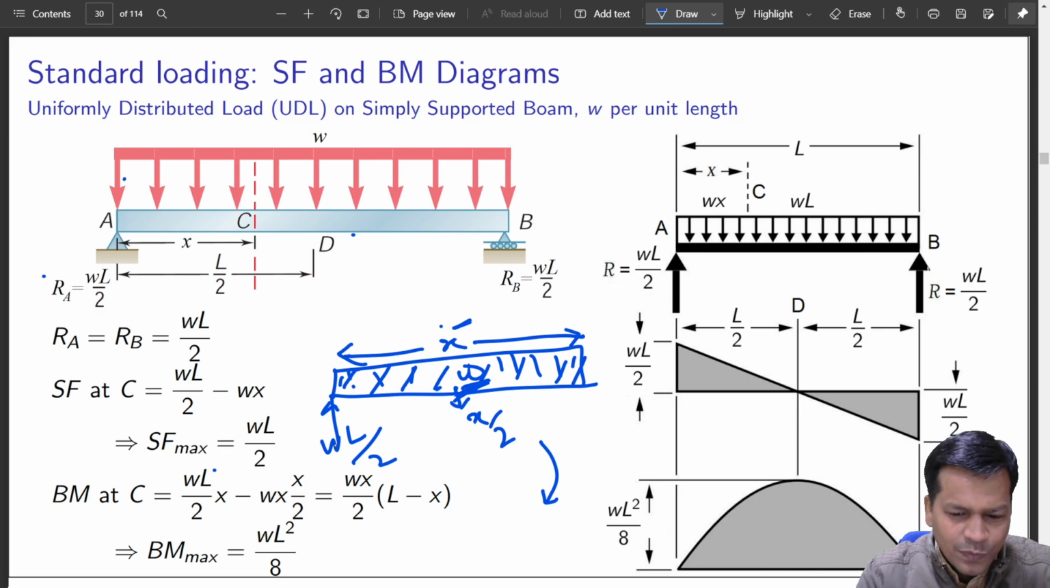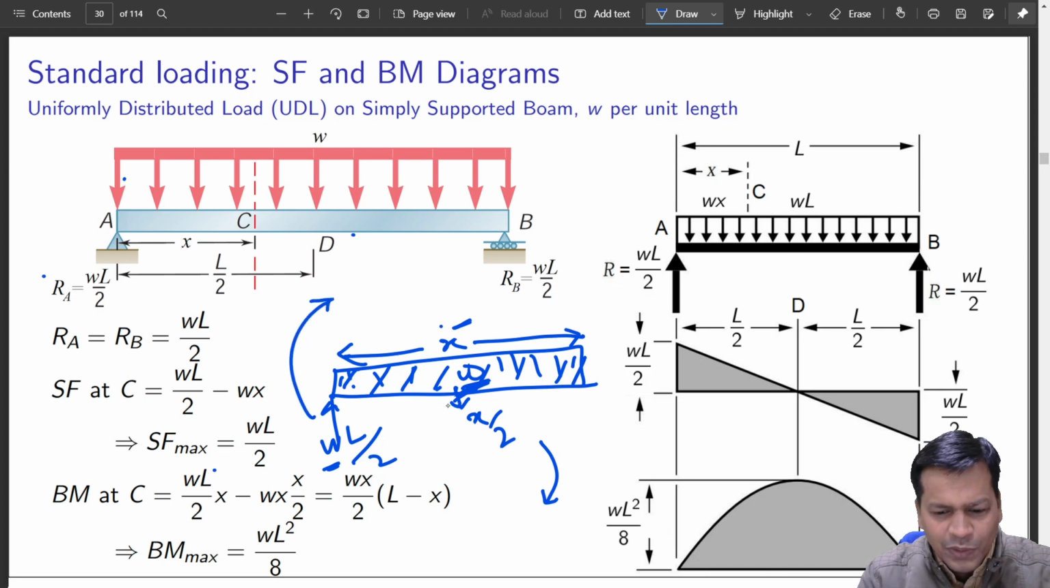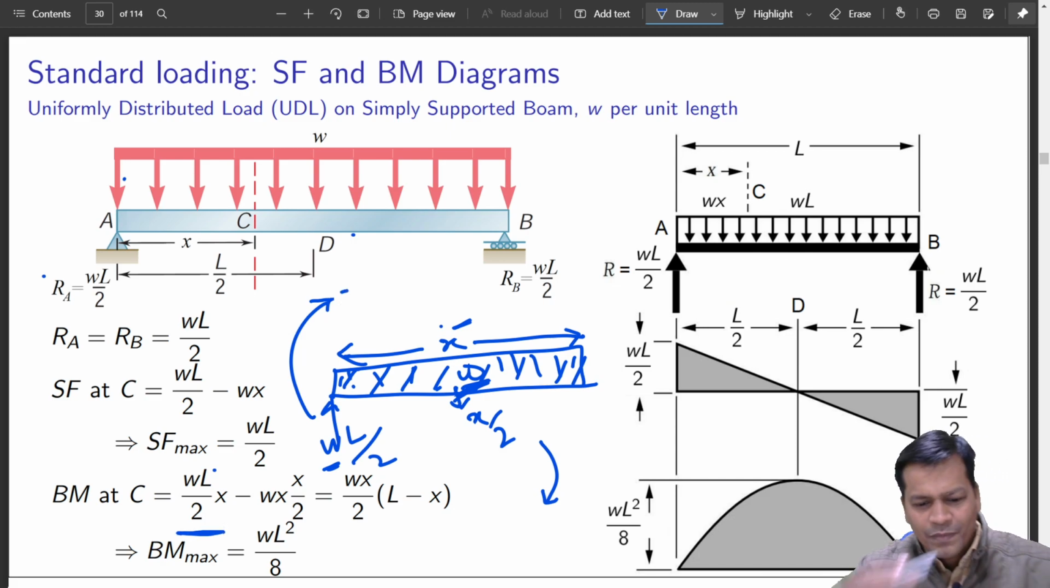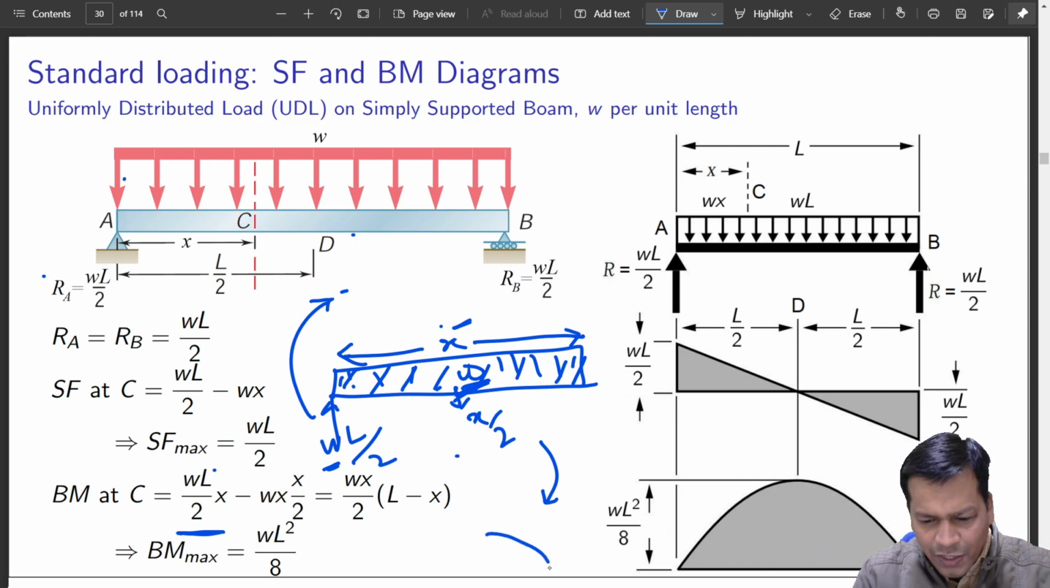Again, WL by 2 is at the other end. So that is creating a moment something like this, and that should be equal to WL by 2 into x. This is trying to make it concave upward, this is trying to make it convex upward, so that is why it is negative. You can directly get this even if you use your older technique.